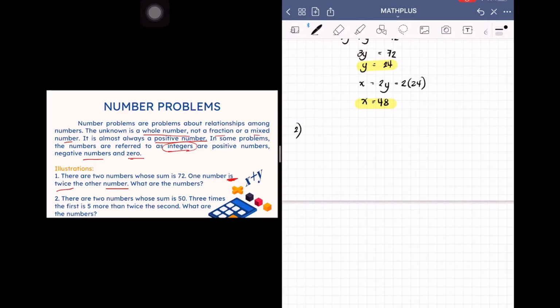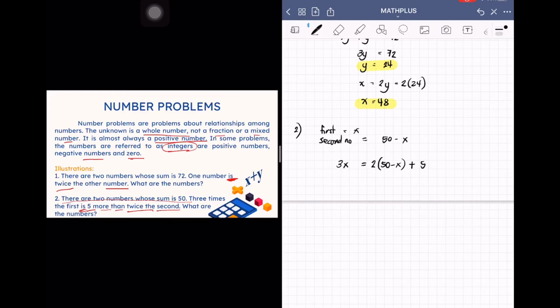There are two numbers whose sum is 50, which means I can again say that the first number is x and the second number, based on this statement, is simply 50 minus x. 3 times the first is 5 more than twice the second. So 3 times the first means I'll multiply the first number, x, by 3, equal sign. 5 more than, here comes our reversed solution, 5 more than twice the second number. 2 times the second number, which is 50 minus x.